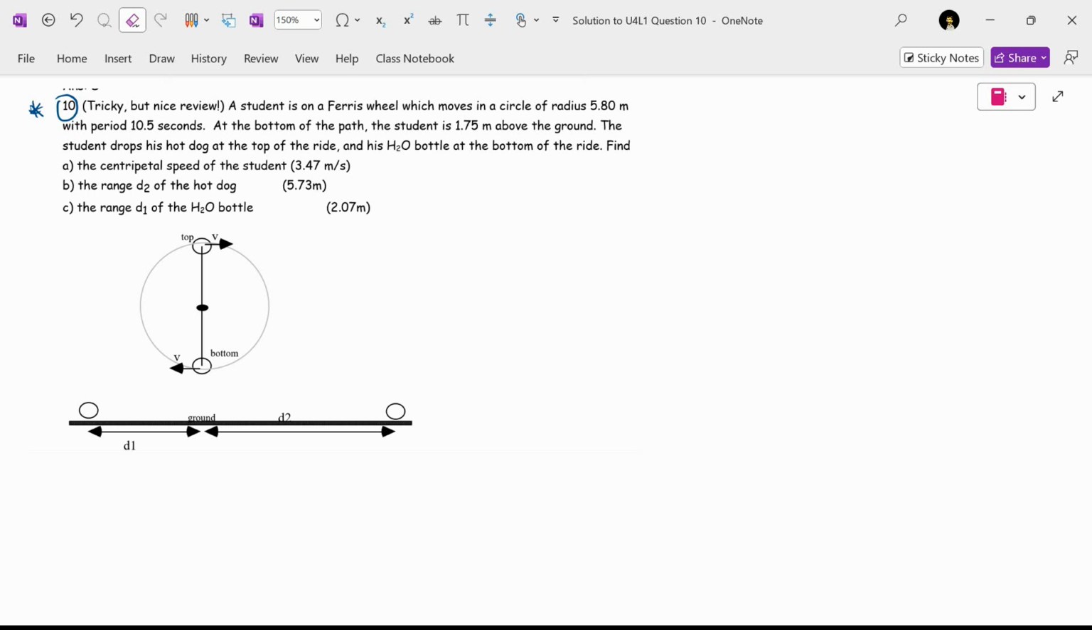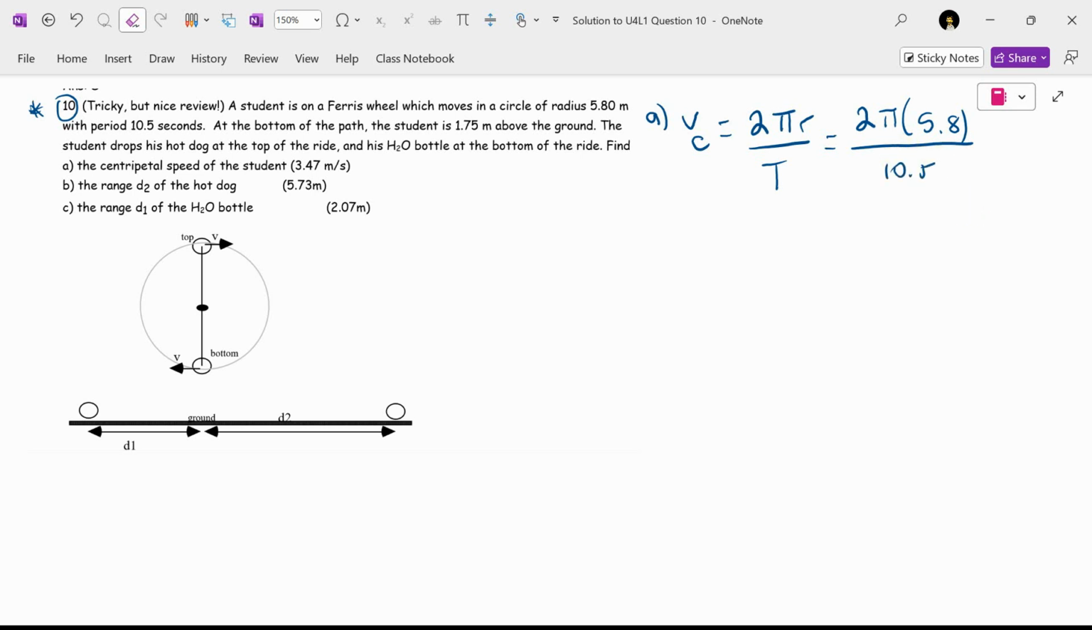Part A, it wants me to find the speed. Well, we're moving in a circle. Circular speed is 2 pi r over the period. I lifted that right from my formula sheet. And so it's going to be straight plug and chug. It's going to be 2 times pi times 5.8 over the period.